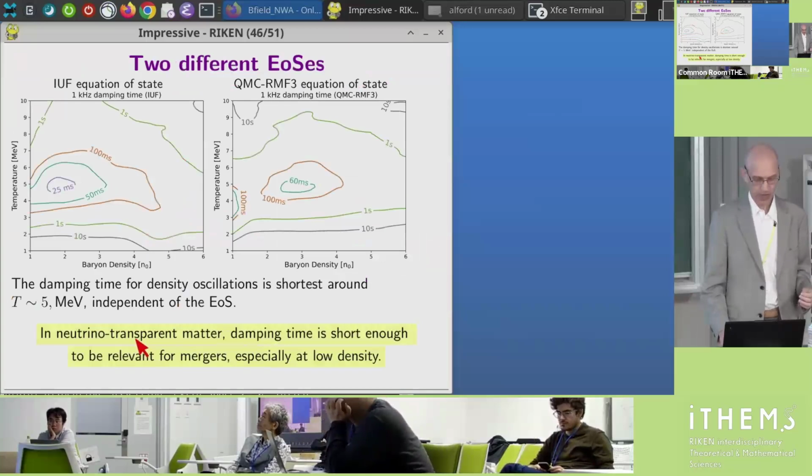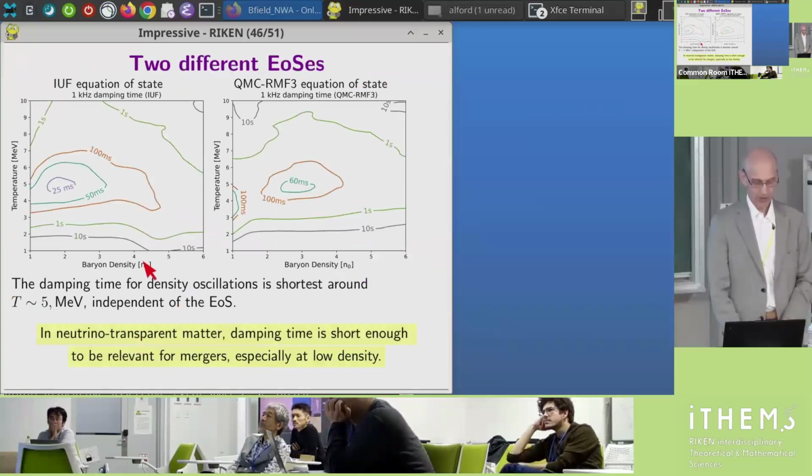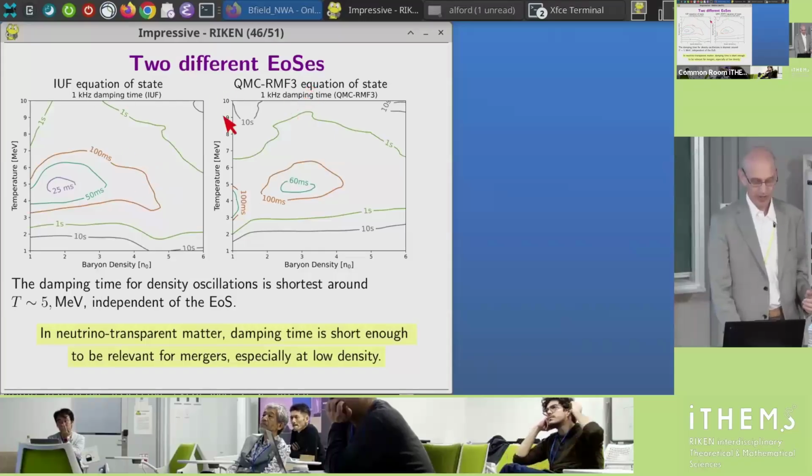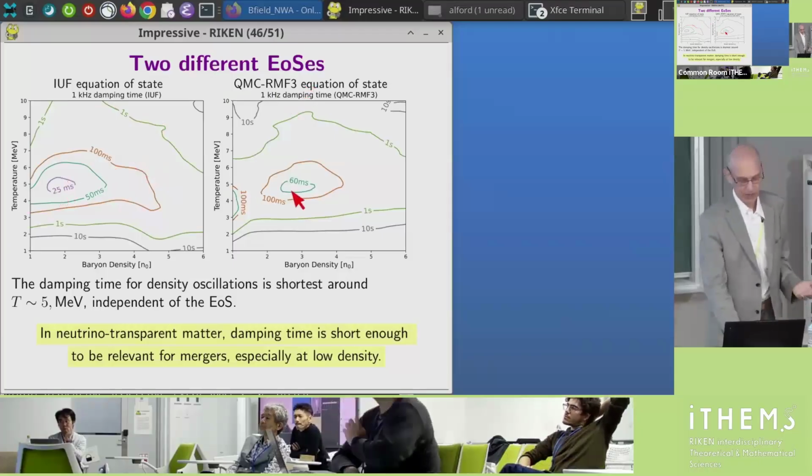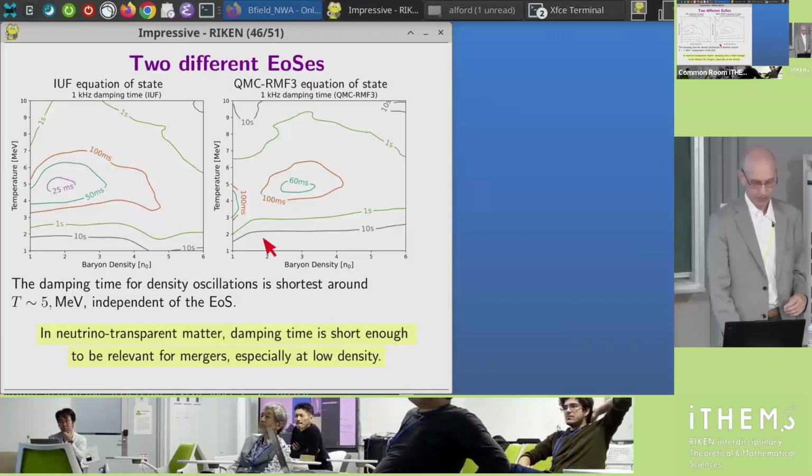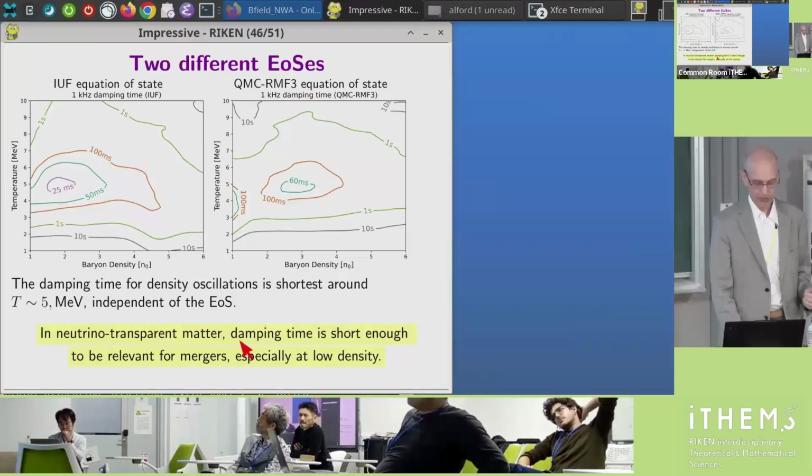Okay, in case you're worried that I assumed an equation of state and does it depend on that? Here is the damping time plot for two different equations of state, and it doesn't look that different. This is the IUF, this is the QMC RMF3. Both do a 1 kilohertz density oscillation. In this case, it damps a bit faster, 25 milliseconds. In this case, it damps a bit slower, 60 milliseconds. But it's short enough to be relevant for mergers, especially at these 2 to 3 times saturation density range.